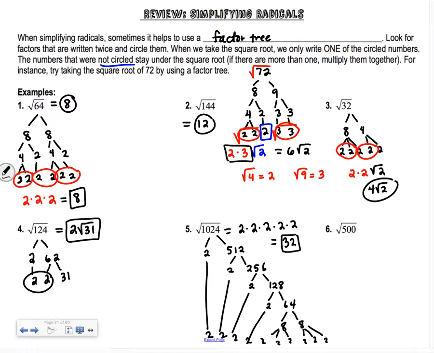So you can see that sometimes the factor tree method can be kind of annoying, right? We don't like to list out all of the factors, especially on something like the square root of 1024, because it goes on for a very long time.